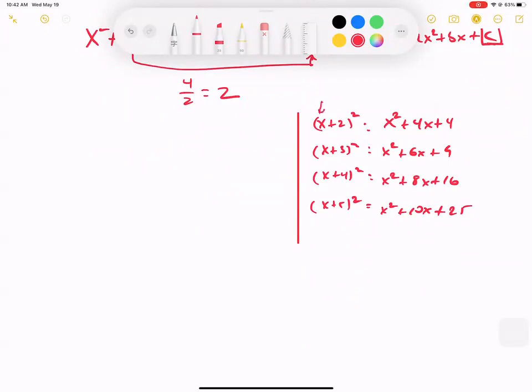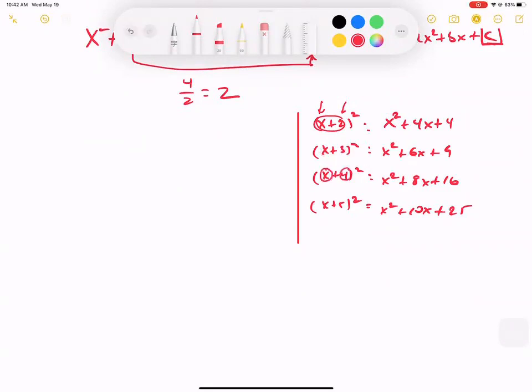Square the front, square the back, double the middle. Try it. Square the front, x times x is x squared. Square the back, 2 times 2 is 4. Double the middle, double 2x is 4x. Let's see if that pattern works for the other problems. Square the front, x times x is x squared. 3 times 3 is 9, x squared and 9. Double the middle, double 3x is 6x.